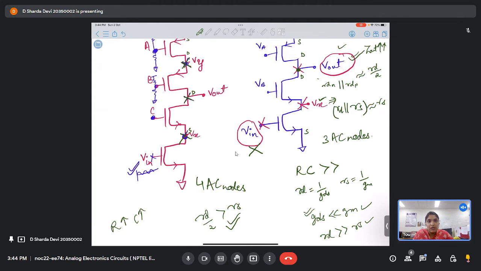Now, that was about higher resistance. What about the capacitance? Is there a possibility that at this particular node we are getting higher R but lower C, and at this node we are getting lower R but maybe the C is much higher, so that this node becomes a dominant pole? Is there a possibility? That question comes to our mind, right? So for that we analyze what capacitances come into the picture and then see.